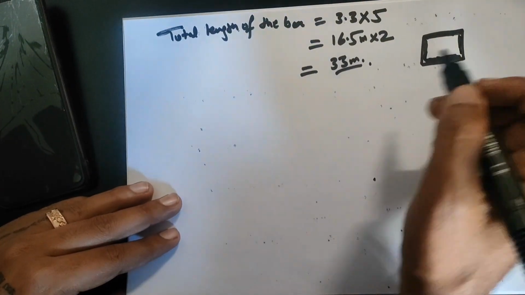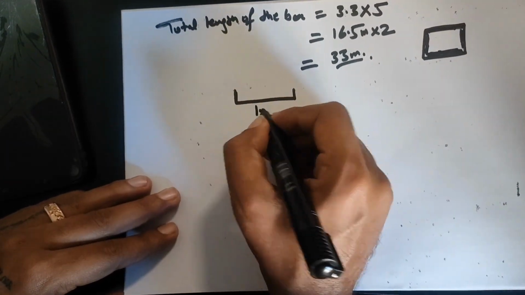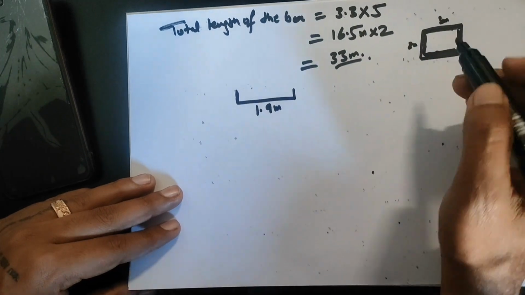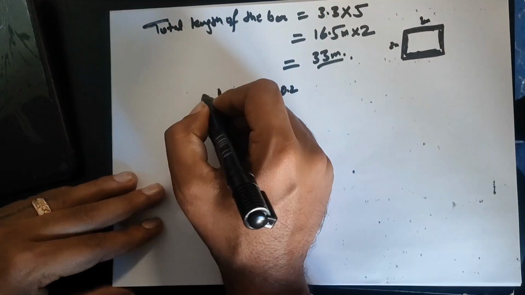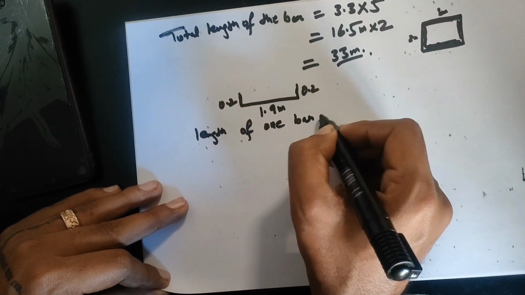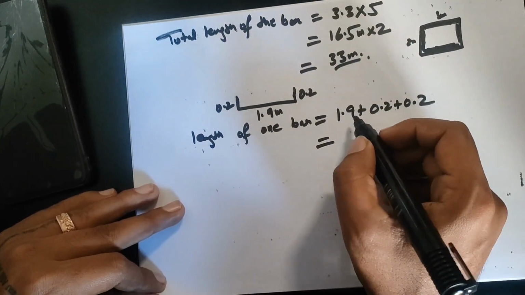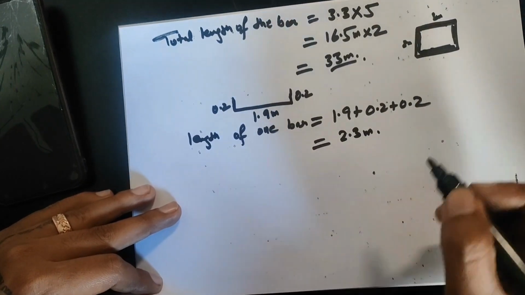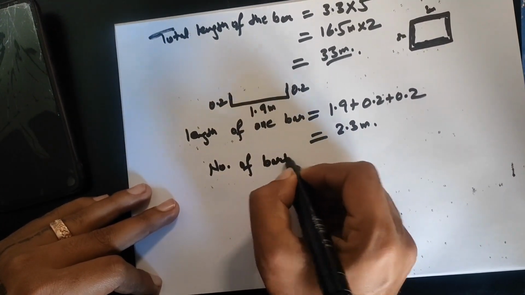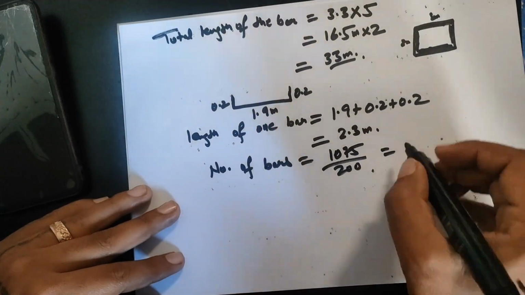Now we will calculate for this side and this side. Along these sides the shape would be like this, and the length of the bar would be 1.9 meter, because this is 2 meter wide, this is 3 meter, and there is 50 mm cover on both sides. So the length of one bar would be 1.9 plus 0.2 plus 0.2, which is 2.3 meter. The number of bars: the height is 1075 divided by the spacing, which is the same, 5 nos.